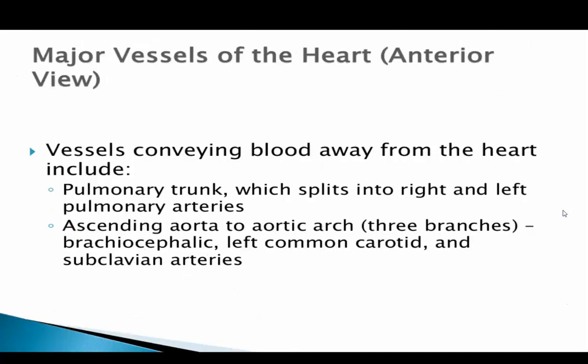Now let's look at the major vessels that carry blood away from the heart. The pulmonary trunk is the big vessel that splits into the right and left pulmonary arteries, taking blood to the lungs. The ascending aorta carries oxygen-rich blood from the left ventricle upward into the aortic arch. From the aortic arch, there are three main branches: the brachiocephalic artery, the left common carotid artery, and the left subclavian artery. These supply blood to the head, neck, and arms.